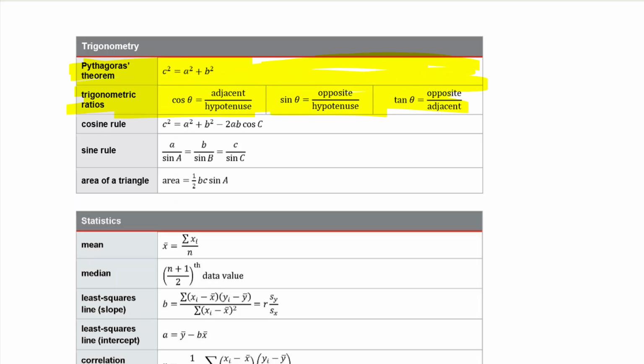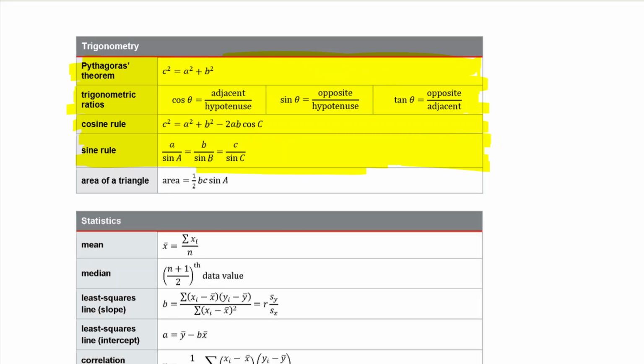So that's SOHCAHTOA, you've been given that as well. That's the cosine rule. For the cosine rule, it's when you have one angle and 2 sides. You can find one of the missing sides, and then you have the sine rule where you have 2 angles and a side and you're looking for one of the missing sides.